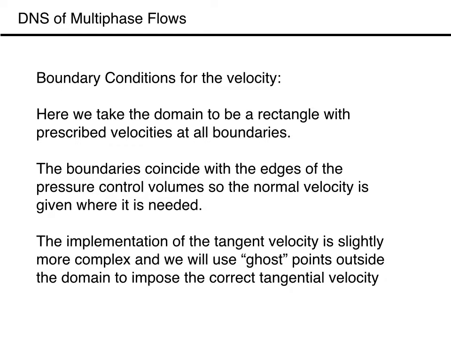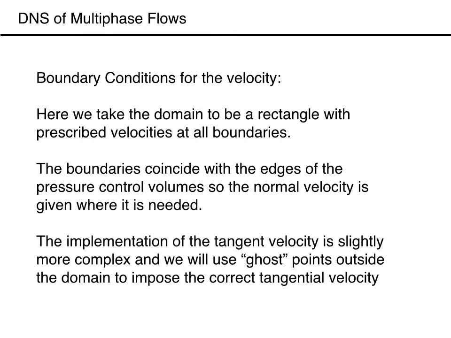In our case, the boundaries are straight lines connected at the corners to enclose a rectangular domain with no inflow or outflow. Thus, the normal velocity is zero for all the boundaries, meaning that the u velocities are zero on the left and right boundary and the v velocities are zero at the top and bottom. The tangent boundaries are, however, allowed to move and induce a flow in the domain. Thus, we specify the tangent velocity at each boundary, setting one or more to a non-zero value.